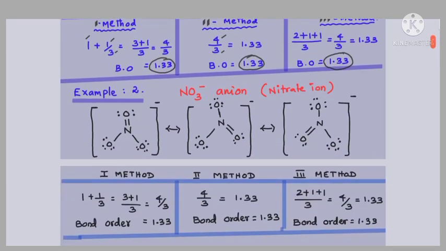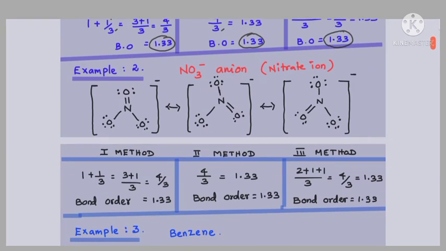Another example is the nitrate anion, NO3 minus. Nitrate anion also has 3 different resonance structures like this. With the first method, 1 plus number of pi bonds divided by sigma bonds: these two are sigma bonds, whereas in the double bond, one is a sigma bond and the other a pi bond. In total there are 3 sigma bonds and 1 pi bond. So 1 plus 1 divided by 3, 4 by 3, I am getting the same 1.33.